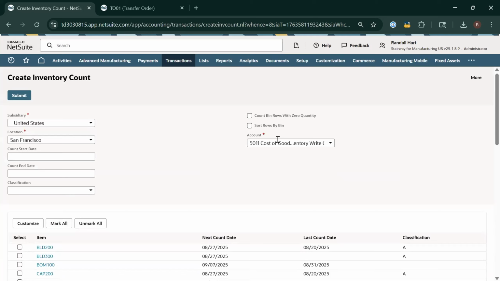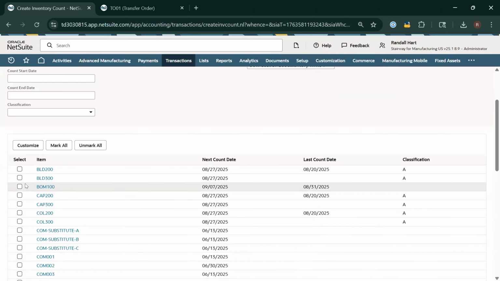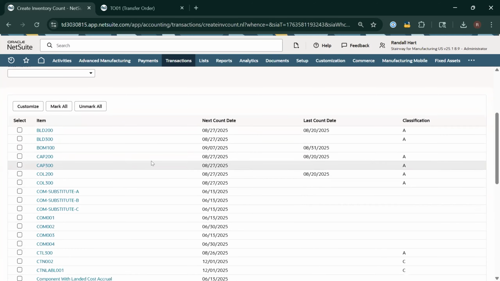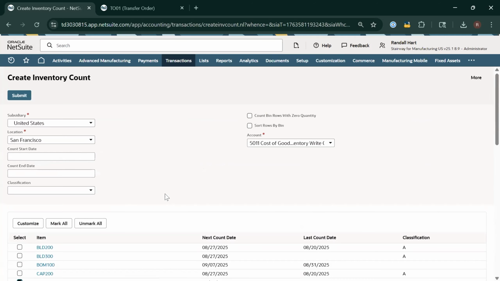There's a lot of other things you can do here. One of the things to showcase is the COGS account for inventory write-offs. So as we go through this inventory count process, NetSuite's going to do our inventory adjustments for us, instead of having to manually do the inventory adjustment like we used to have to do back in the day. So I'm just going to choose this one, cap 300. I'm going to hit submit.